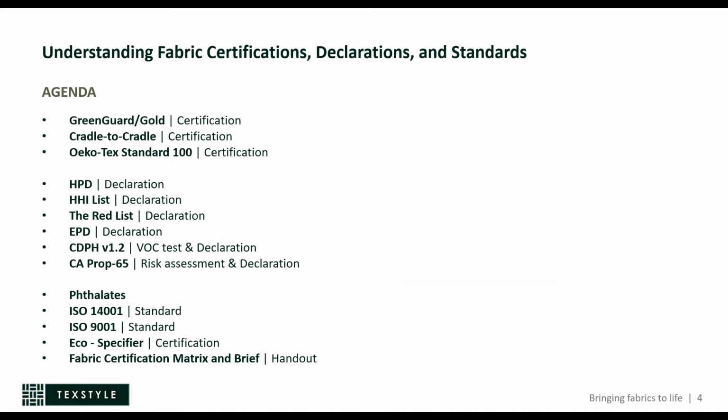As for the order of things today, I'm going to start with talking about 3 commonly used certifications in the window coverings industry. We have GREENGUARD, we have Cradle to Cradle, and OEKO-TEX Standard 100. Then Denise, our guest speaker, is going to talk to you about some important declarations, which includes HPDs, EPDs, LBC's Red List, the HHI list, CDPH, and California Prop 65. If you don't know what some of or all of those acronyms stand for, good news, that's what we're here to tell you.